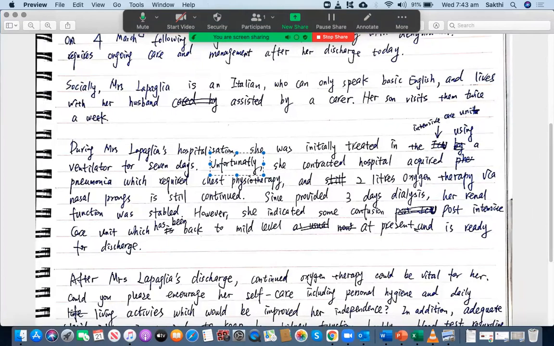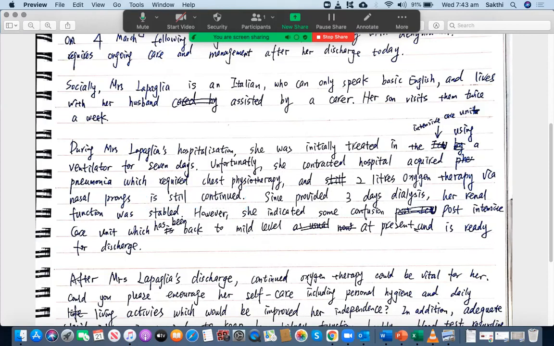Unfortunately, she contracted hospital acquired pneumonia, which required chest physiotherapy and 2 liters oxygen therapy via nasal prongs. Okay, so she said which required chest physiotherapy. That's fine. I think she could have stopped here itself, but she has written another part of the sentence. That's fine. And 2 liters oxygen therapy via nasal prongs is still continue. It's not still continued, it's still continuing, still ongoing. Anyway, it's still okay because she used the passive voice here, so that's fine.